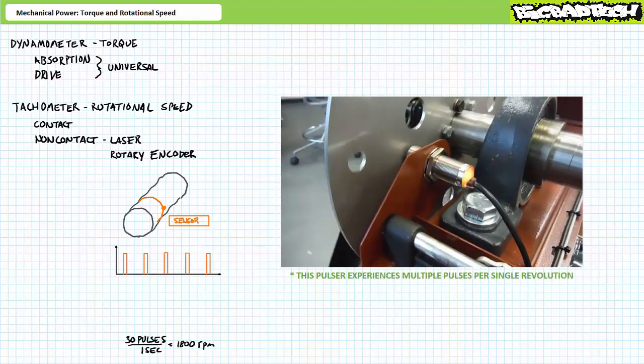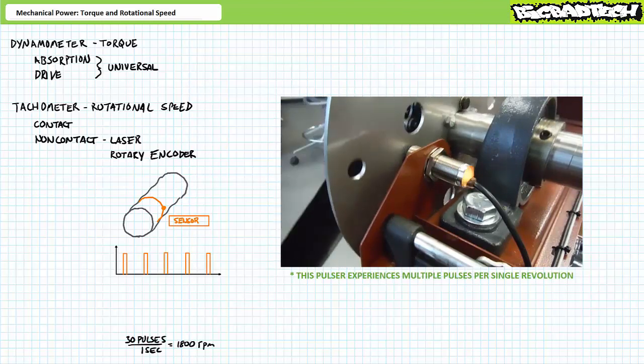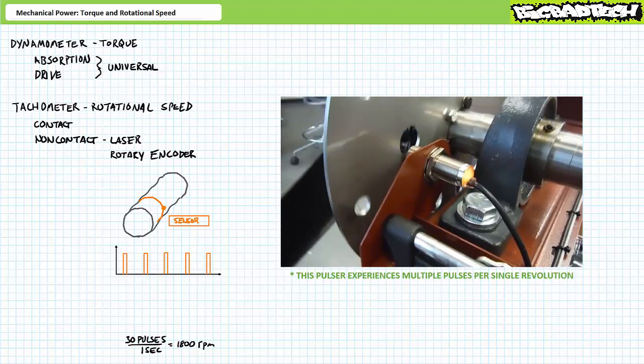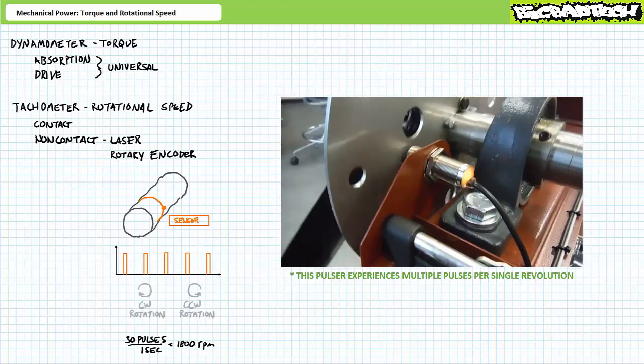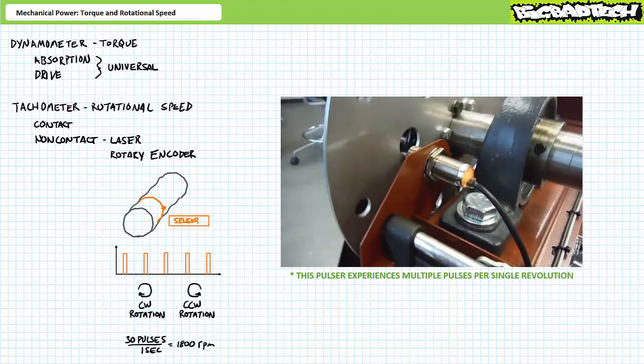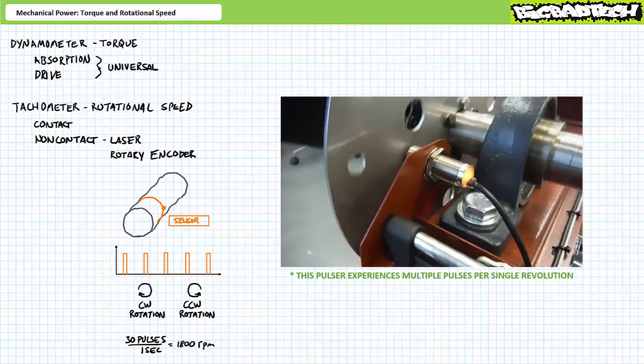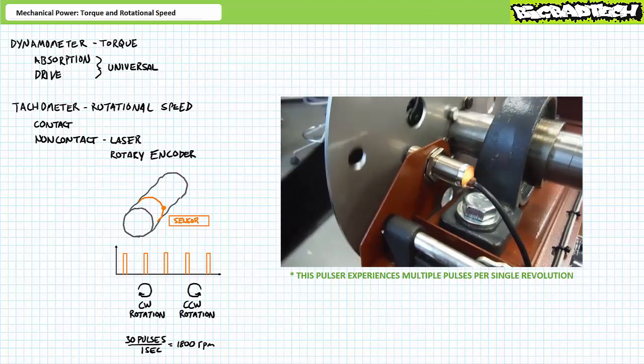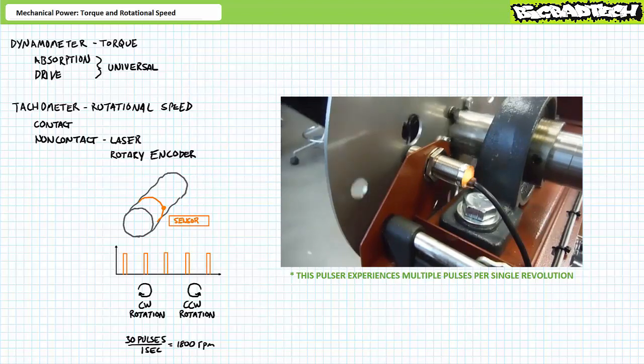If a single indicator on a shaft passes a sensor 30 times in 1 second, this means the shaft is traveling 1800 RPM. The single sensor scheme has a disadvantage though, because we can't tell which direction those pulses are coming from. A single clockwise rotation produces the same number of pulses as a single counterclockwise rotation.